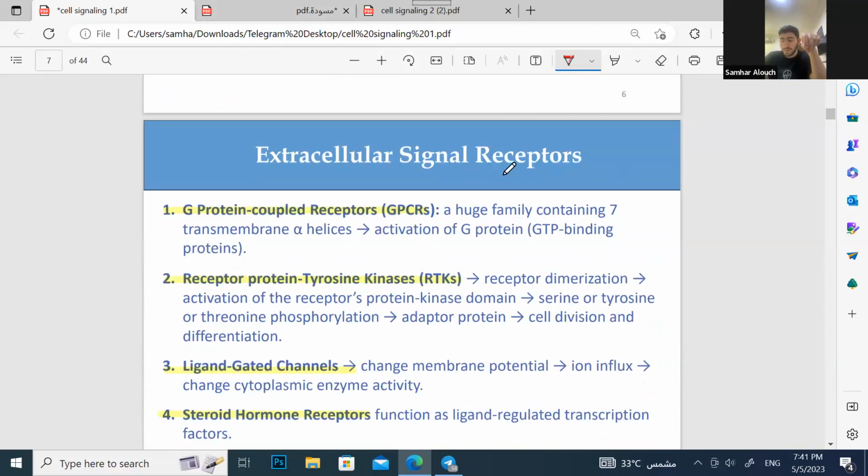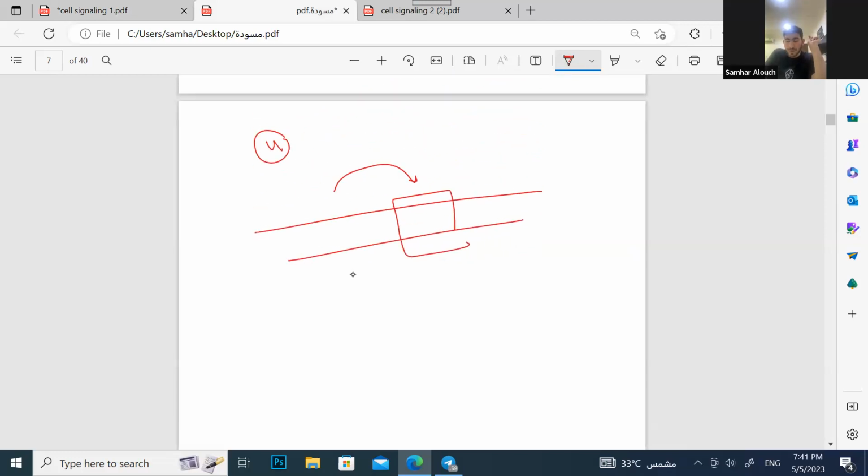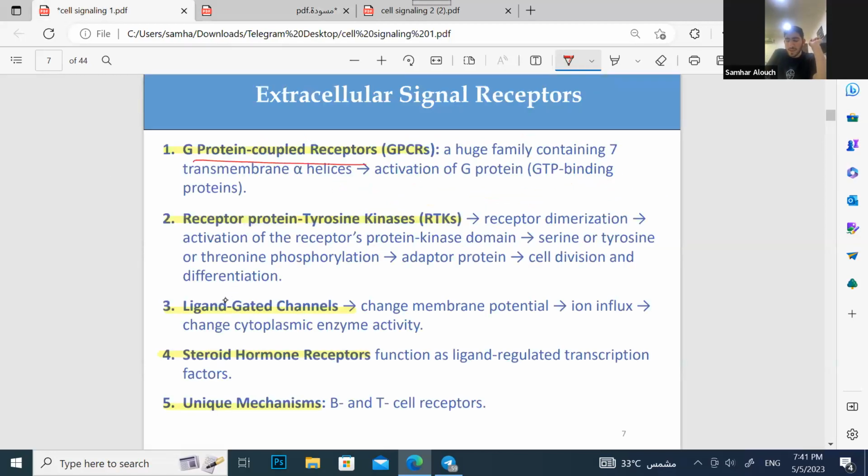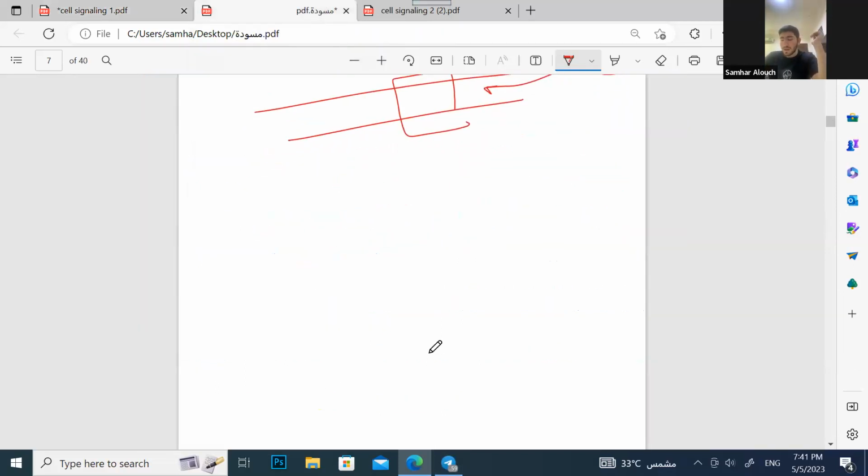Now this slide is about the receptors. Since we have 4 types of ligands, we have 5 types of receptors that can bind these ligands, but we will focus on 4 only. The first one is the G-protein coupled receptor. What does that mean? We will explain it in detail, but for this slide, this is the receptor, and it has a G-protein coupled to it inside the cell. It's a receptor that has a G-protein glued, or attached, to it. This is the first type.